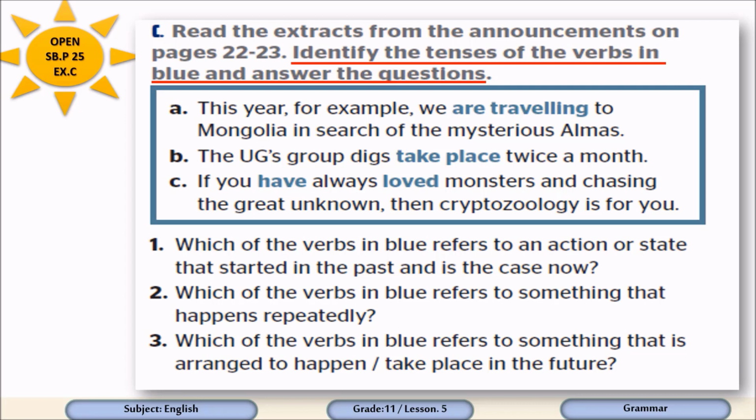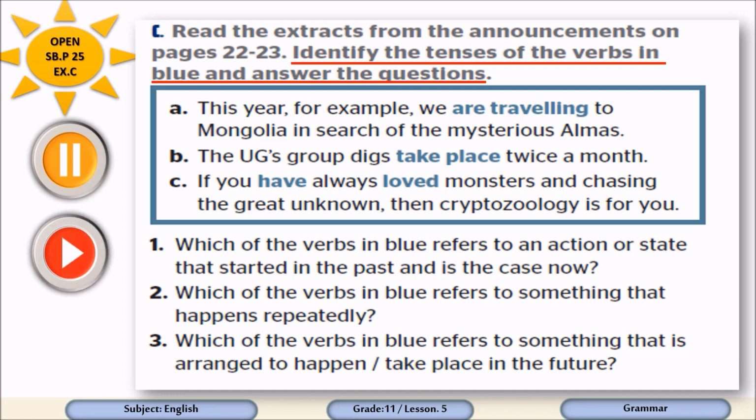Dear students, please pause the video for some time, get your answers ready, then play the video again in order to check your answers. Let's go. Okay, now it's time to check the answers. First of all, let's come to the tenses of the three different sentences. Sentence A. What is the tense of the verbs in blue?